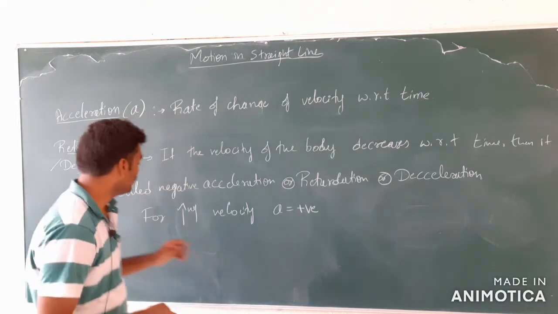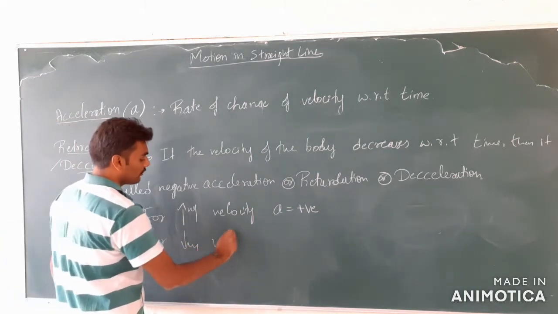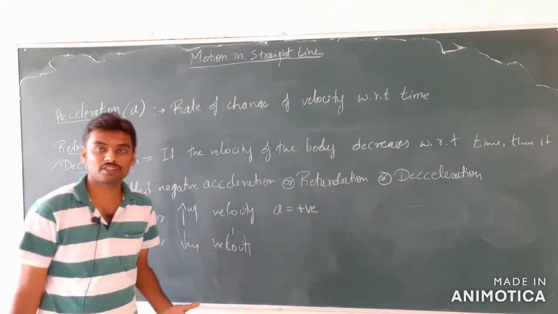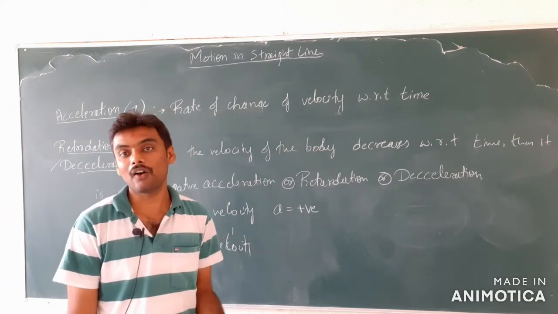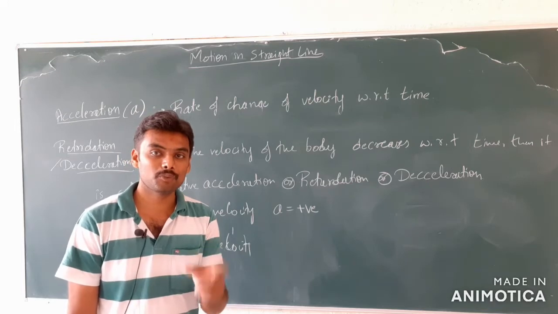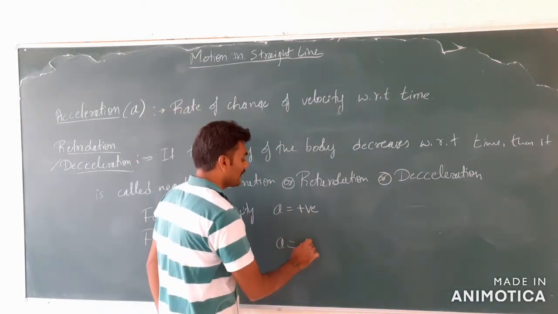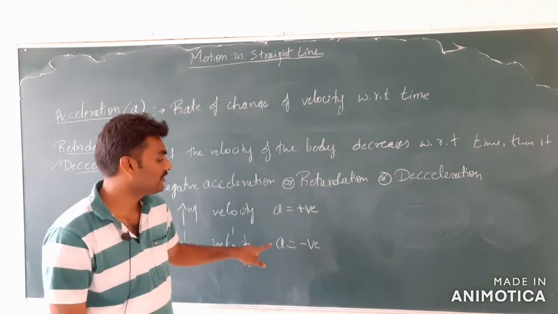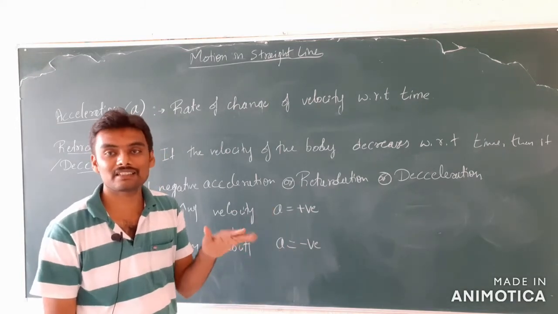Okay, and for decreasing velocity, the kind of motion is said to be decelerated motion or retardation, and the numerical value of acceleration that we put is going to be negative. Okay, so that is the difference for the numerical representation of acceleration and deceleration.